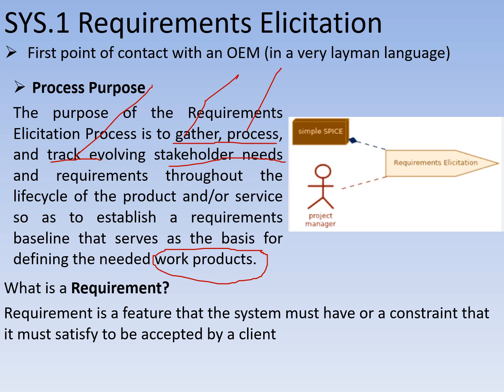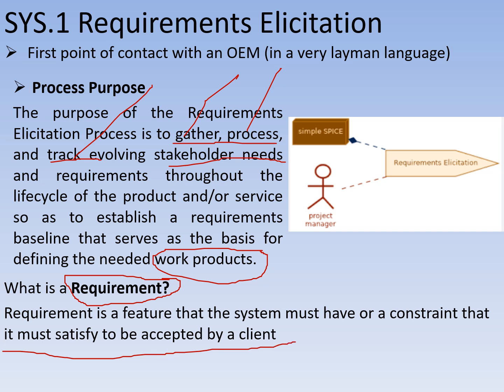Now, what is meant by requirement? Of course, anybody who speaks reasonable English knows what is meant by requirement. In spoken English, you know what a requirement is. But from the perspective of requirements and system engineering, a requirement is a feature that the system must have or a constraint that it must satisfy to be accepted by the client.